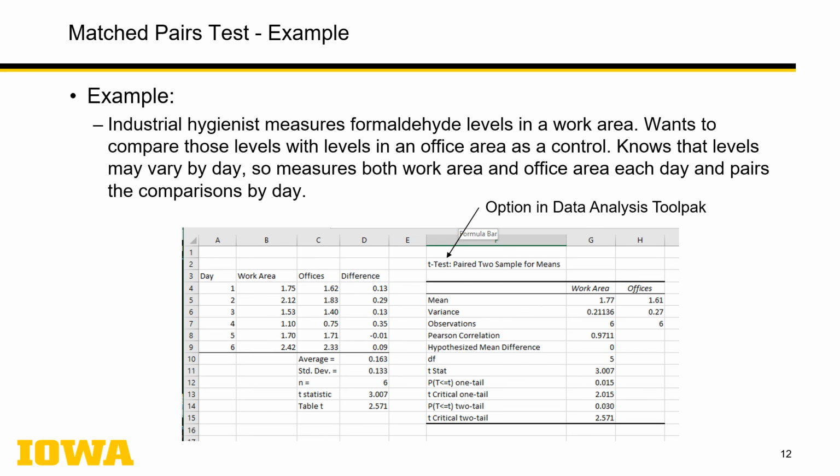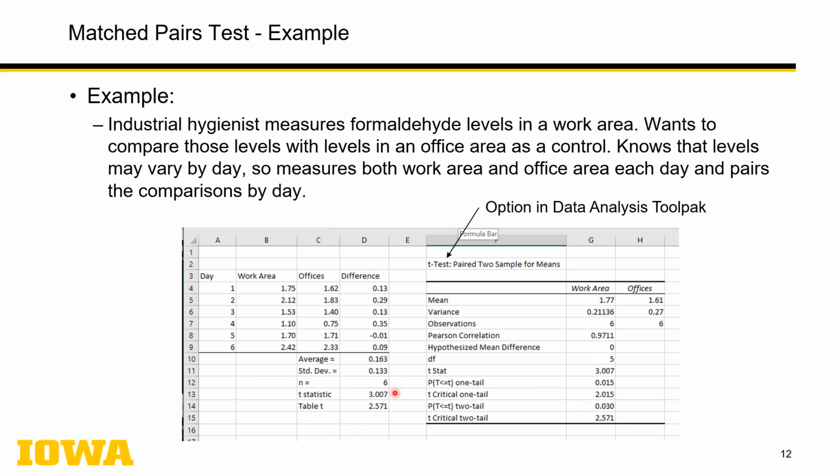And so lastly, for example, an industrial hygienist measures formaldehyde levels in a work area and wants to compare those levels with levels in an office area. Okay, those are the two sites, but they know that the levels may vary by day. So measurements are made across 6 different days, as shown here. It's work area measured on day 1 versus office area day 1, etc. The differences, you can see, are computed and their average is taken. Now, is that average different? The 0.163, is that different from 0? That was the null hypothesis.